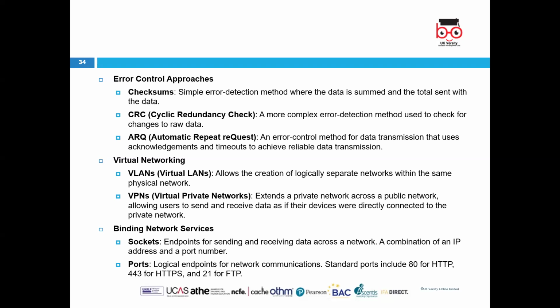Virtual networking, where we now have a virtual local area network. It allows us the creation of logically separated networks within the same physical network. VPN, again, these are virtual private networks that allow us to encrypt our IP address and give us a private network across the public one.